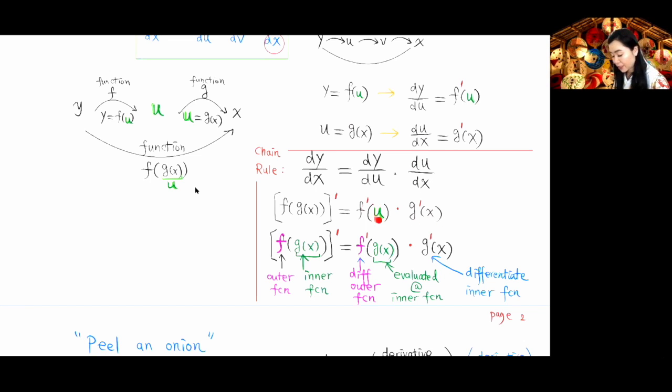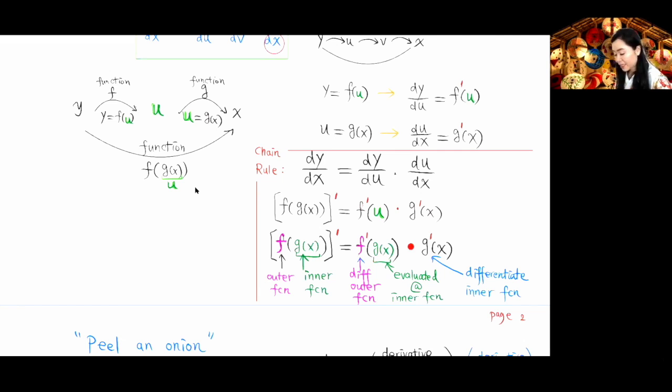Now the u over here is equal to g of x, right? U is equal to g of x. So we're going to replace this u here by g of x. Now, this chain rule we got can be written in this form right here. So this says that if you differentiate the composition of f with g, then you differentiate the outer function f, and then evaluate at the inner function g of x, okay?